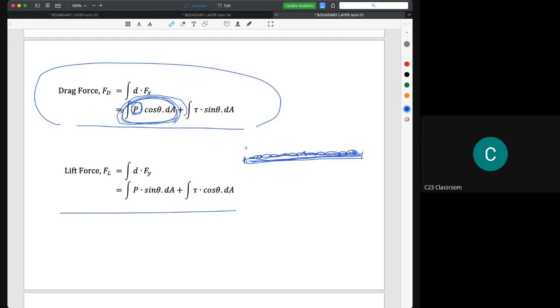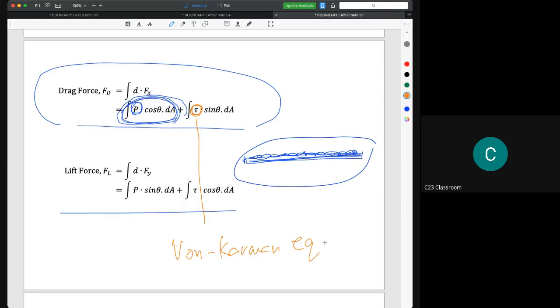So to calculate the force here, according to the equation, we need to calculate the value of tau. Now from the idea of Von Karman, by the Von Karman equation, we could simply estimate the value of tau.